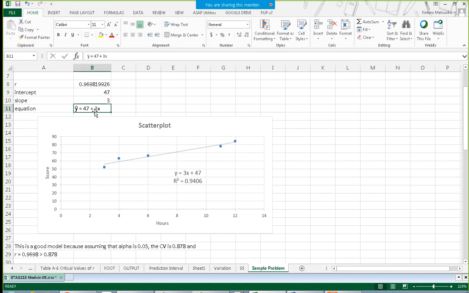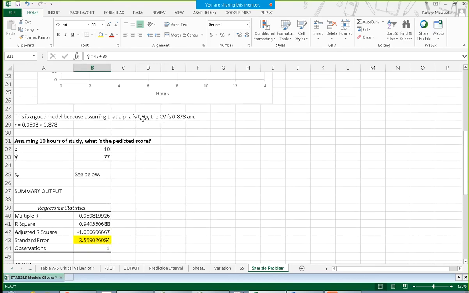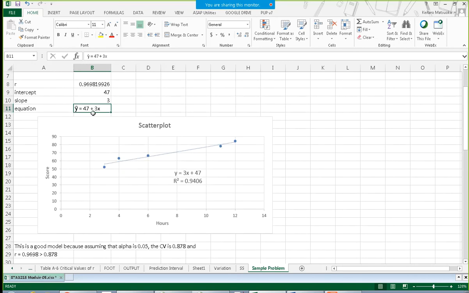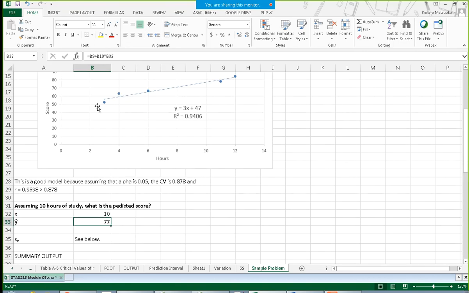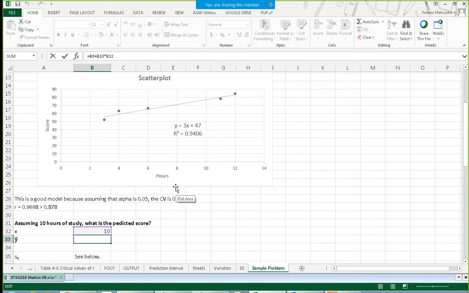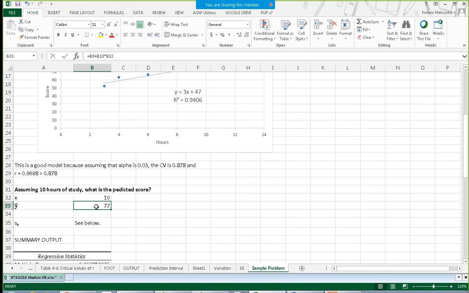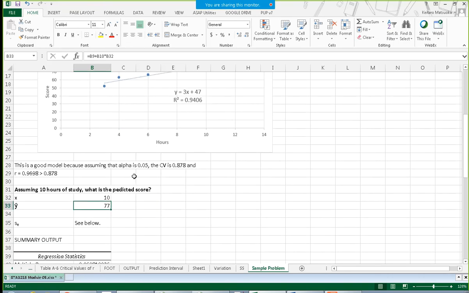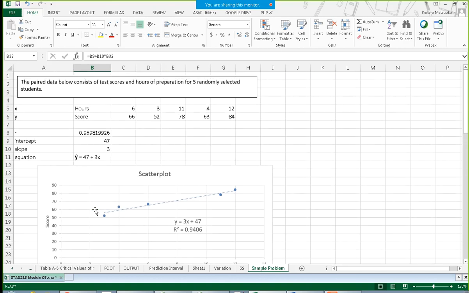If that's the case, we'll use this to make prediction. So assuming 10 hours of study, what is the predicted score? So basically 10 times 3 plus 47. Okay. You do that manually. Sometimes the predicted score might go over 100. Let's say like 110 or so. Then you can leave it as 110, or more realistically, the upper limit is 100. So you say 100 points should that happen.